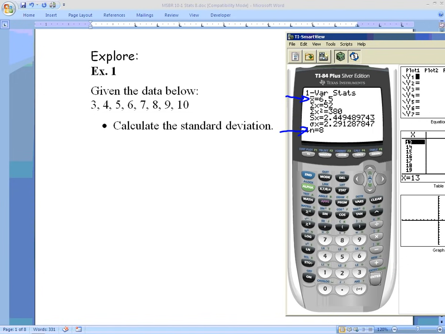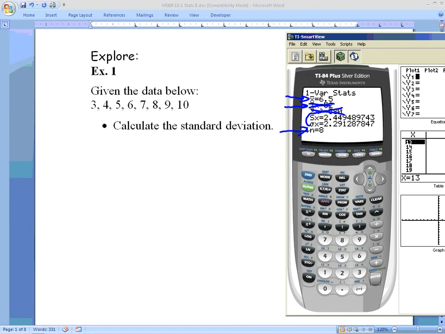Then there's this sigma x, which we did not use. That was not part of my calculation. Sigma x squared, which was similar to what I did, but I did the mean subtracted from the data squared. Then we've got these two values right here, s sub x and sigma. It's a lowercase sigma, looks like a little cursive o. And those are both versions of standard deviation.